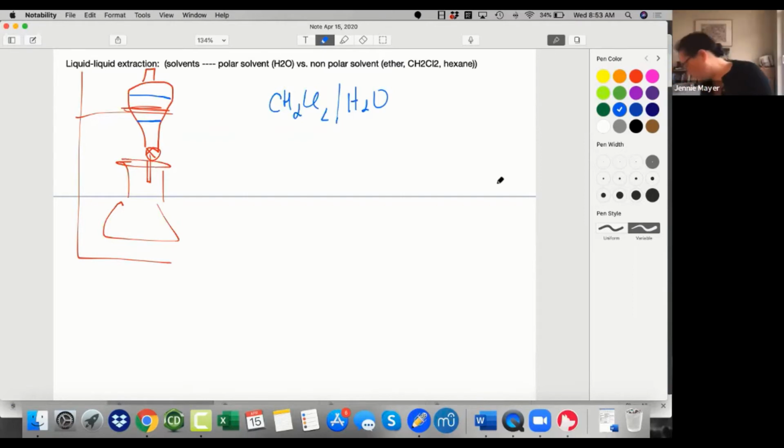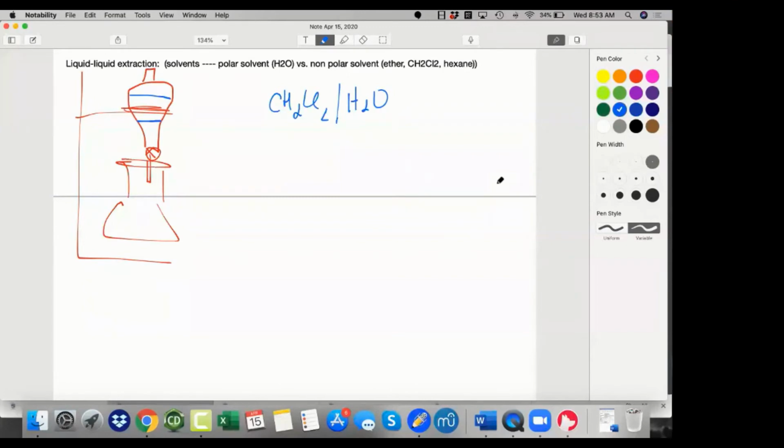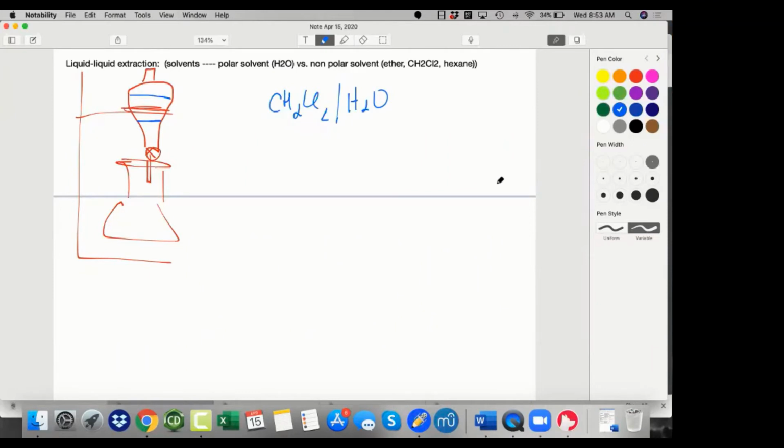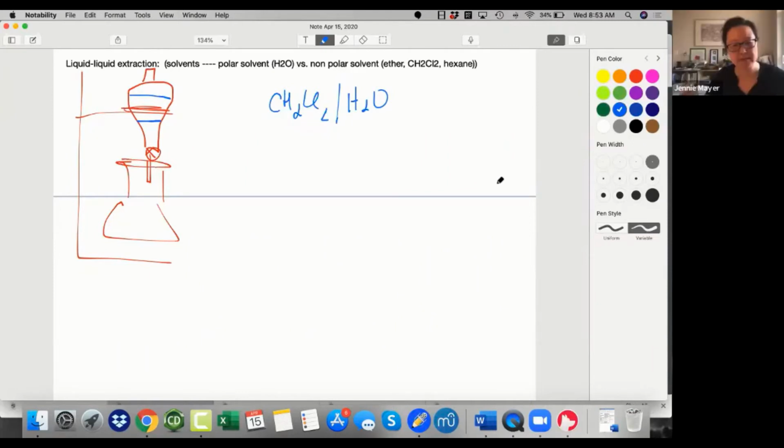Is it the water that will be on the top since it's lighter, maybe? Right, exactly, Maria. It's the density. Most of the time, the organic layer that you're used to is on the top. Usually you use ether, and that's on the top. But methylene chloride is different. Because of the chlorines, it's more dense. So methylene chloride will be on the bottom.